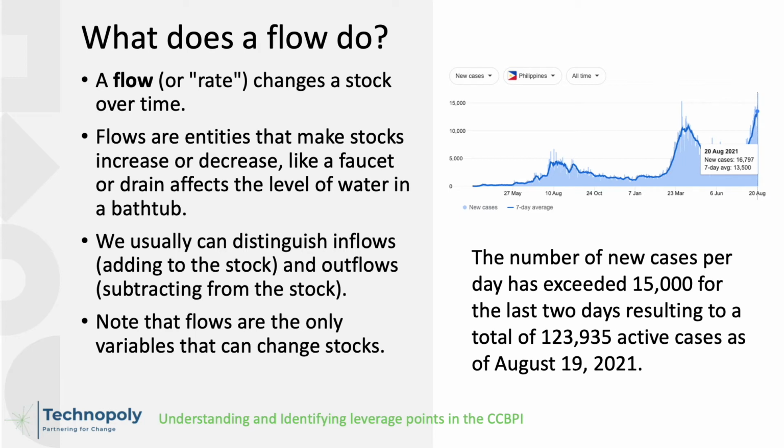An example of a flow would be the number of new cases per day, which has exceeded 15,000 for the last 2 days, resulting in a total number of 123,000 active cases of COVID as of August 19.